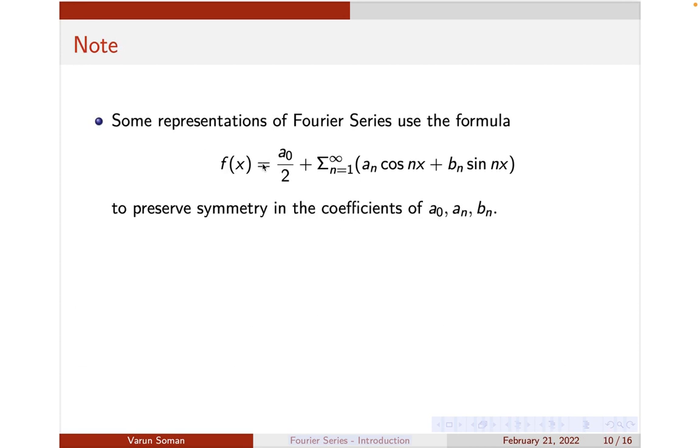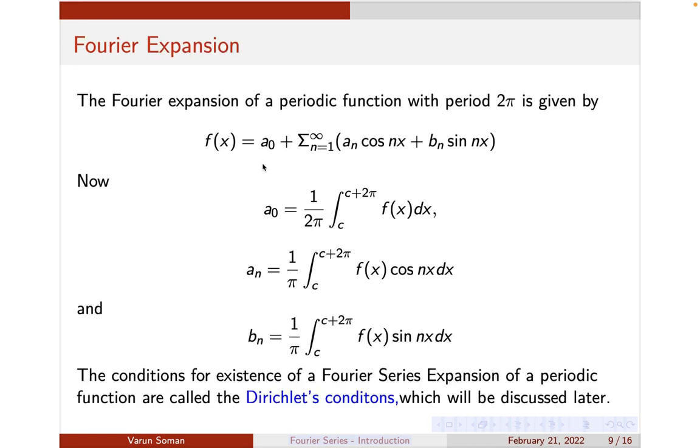One more thing: in some textbooks they will write the Fourier series representation with a naught by 2, so that they can write this a naught as 1 by pi, just like the other ones, an and bn. So if you look at some guides or other textbooks, they will use this representation of Fourier series where you have a naught by 2 plus sigma n equals 1, an cos nx plus bn sin nx. This representation is used in some textbooks.